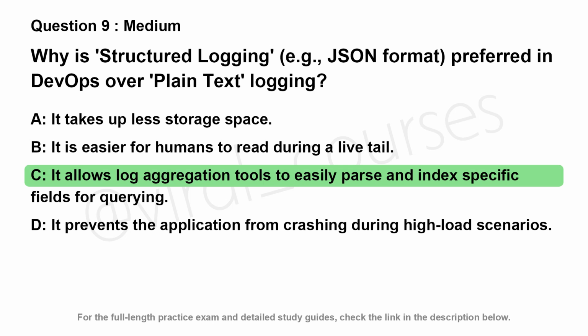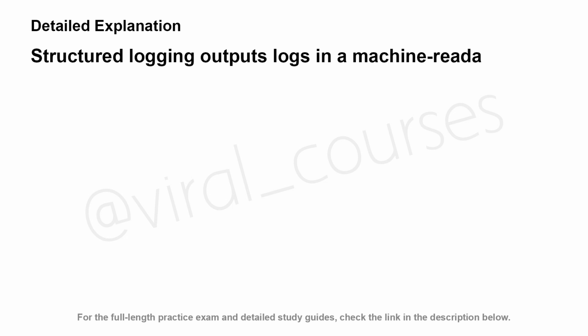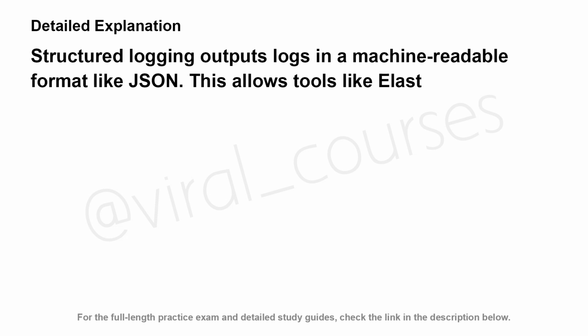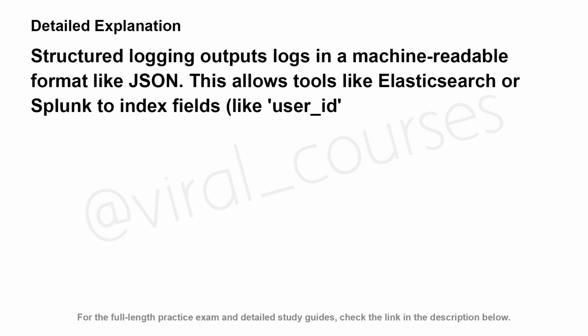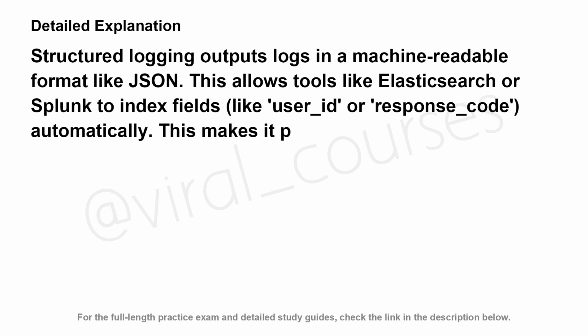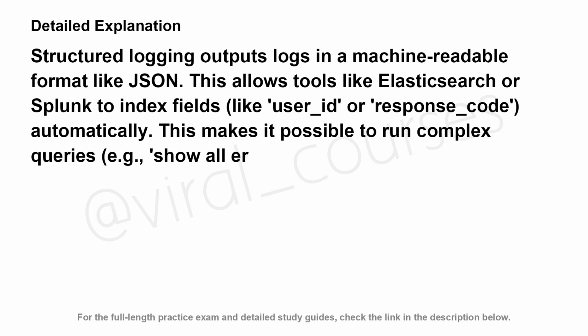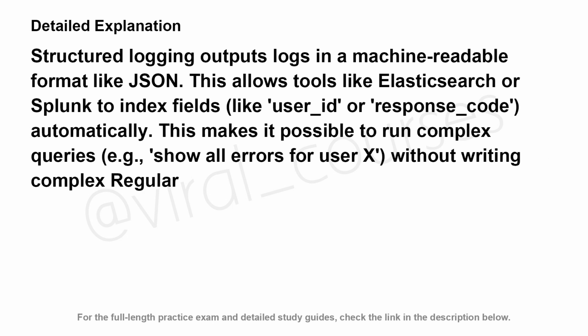The correct answer is C. Structured logging outputs logs in a machine-readable format like JSON. This allows tools like Elasticsearch or Splunk to index fields like user_id or response_code automatically. This makes it possible to run complex queries, e.g., show all errors for user X, without writing complex regular expressions, regex.